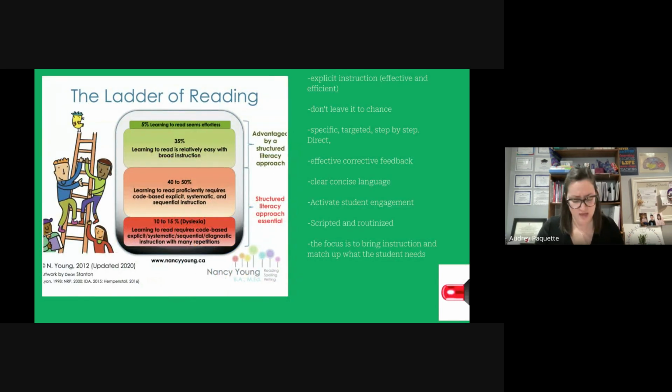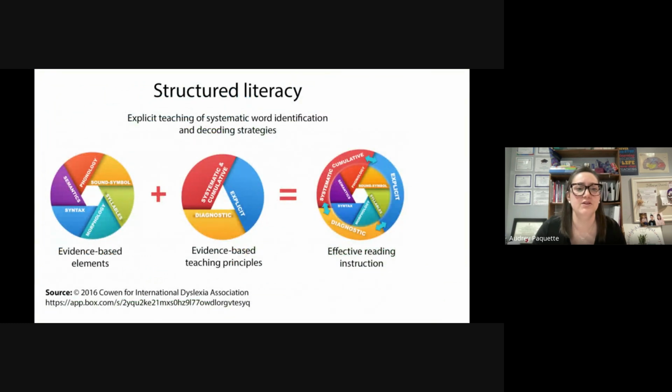All right, we also know that explicit instruction is necessary, not maybe, it's necessary for up to 65% of our students. It's 65% of our students. So we have to do it. So explicit, systematic, cumulative teaching of the code. This is Nancy Young's The Ladder of Reading, which clearly demonstrates that. IDA has a great infographic too about structured literacy, if ever you're interested.